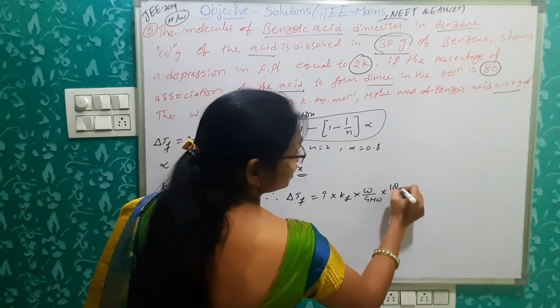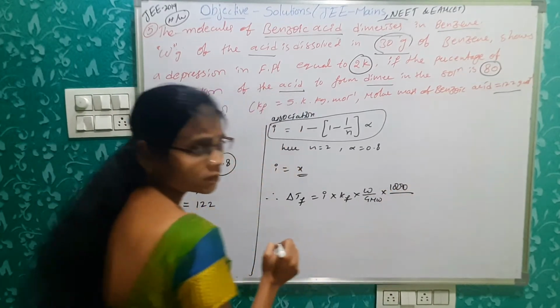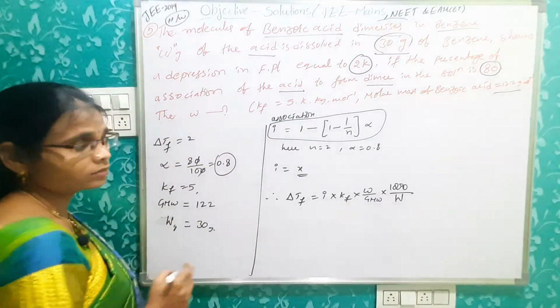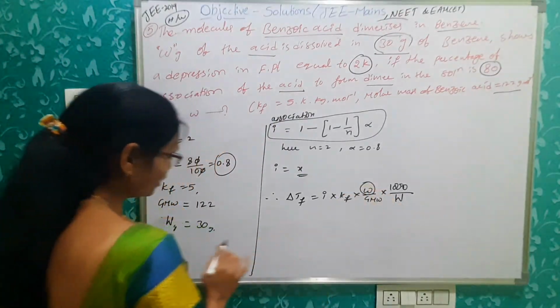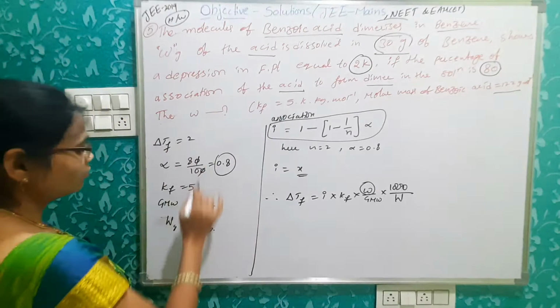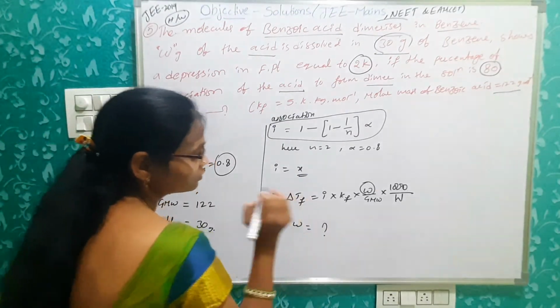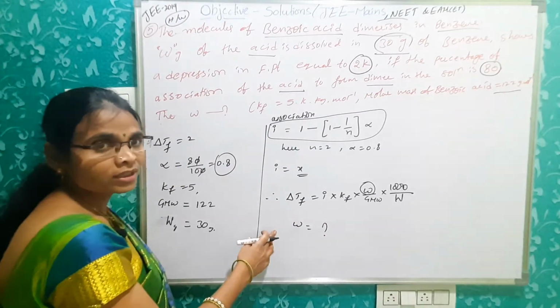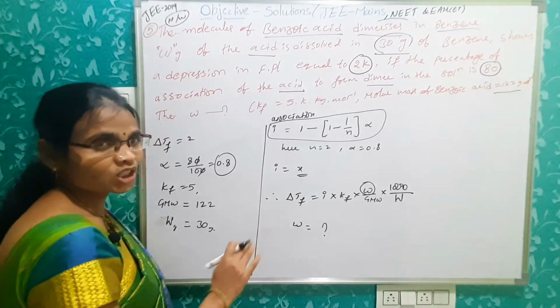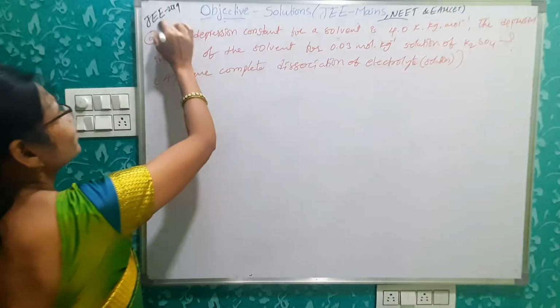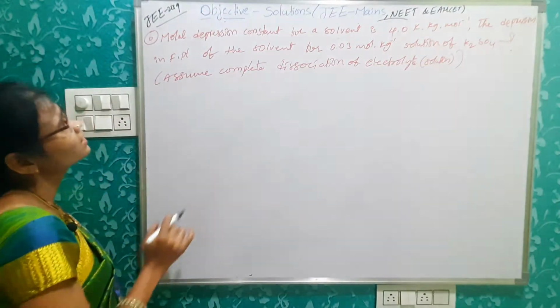Then delta Tf is equal to i into Kf into W by the gram molecular weight of the solute, benzoic acid, into 1000 by the weight of solvent in grams. We have to calculate the weight. The remaining values are all here. You have to calculate the weight and write down the answer on the chat box. Clear?